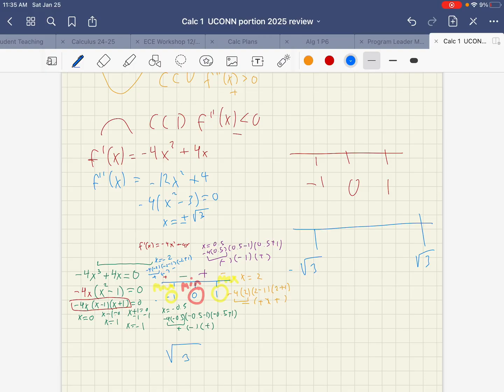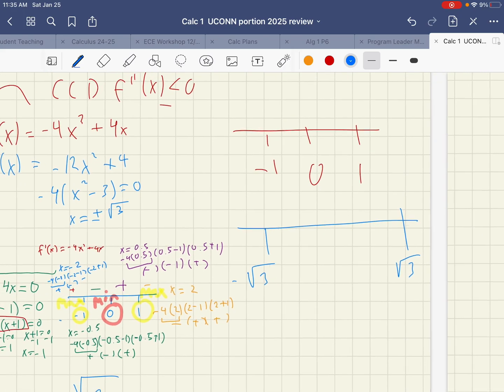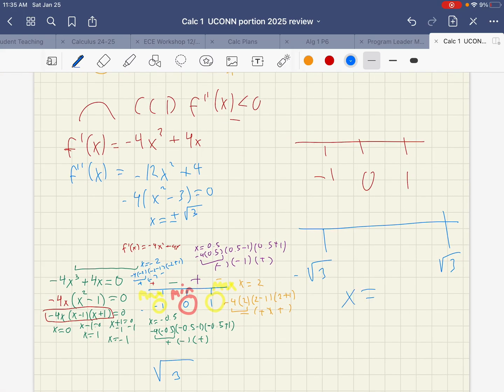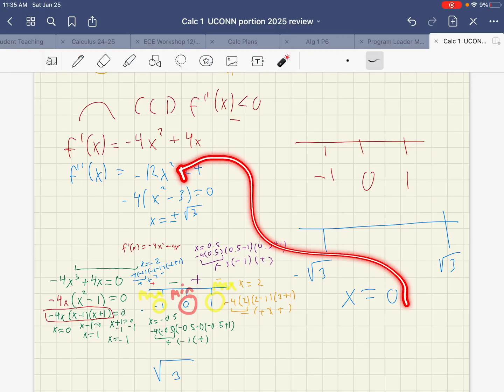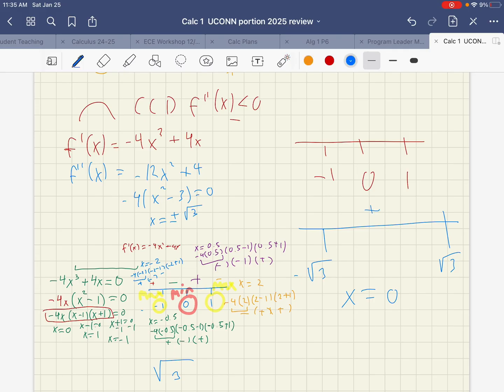So if I'm trying to figure out some value between negative and positive square root of 3, I might pick x equals 0. If I substitute 0 into this function, I'm going to get -12 times 0 squared plus 4. This is going to be positive. If I substitute a value that's larger than the square root of 3, let's do x equals 10, this would be -12 times 10 squared plus 4. This is going to be -12 times 100, which is going to be negative.